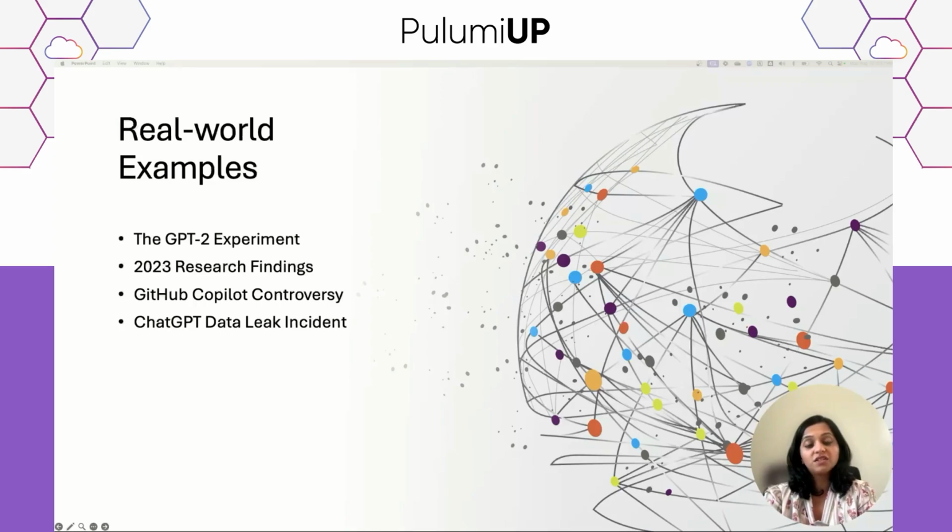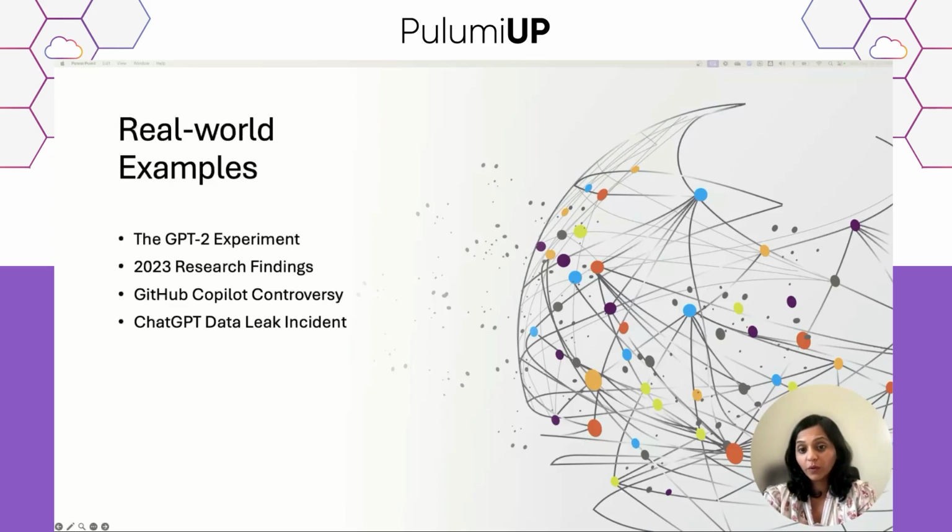Let's talk about the GPT-2 experiment. Back in 2019, OpenAI initially decided not to release their full GPT-2 model due to concerns about potential misuse. They were worried it could be used to generate misleading news articles, impersonate others online, or automate the production of fake content. This case highlights the fine line between innovation and responsible AI development.